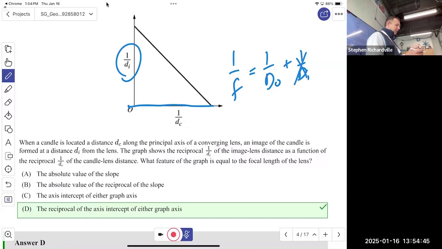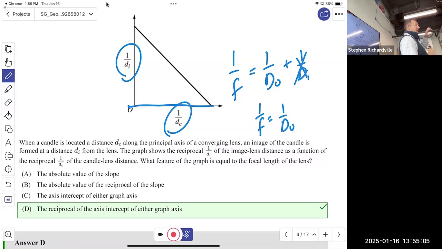So if 1/DI is 0, that means 1/F equals 1/DO. So F equals DO. Also, on the same token, if I make DO 0, then 1/DI equals 1/F. There will be an FRQ coming up where it's going to say, hey, what can you do with the x-axis intercept? Or how could you find the focal length? This is kind of the answer to that question.